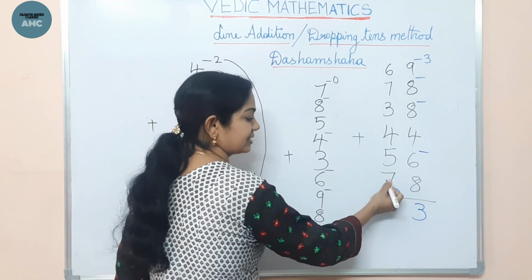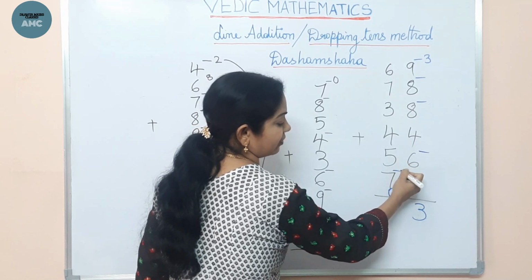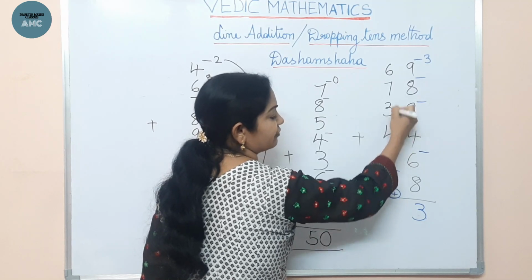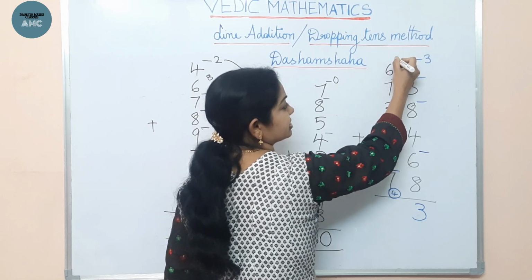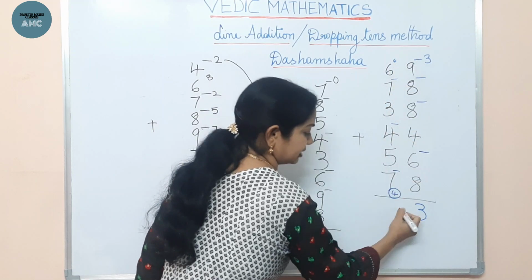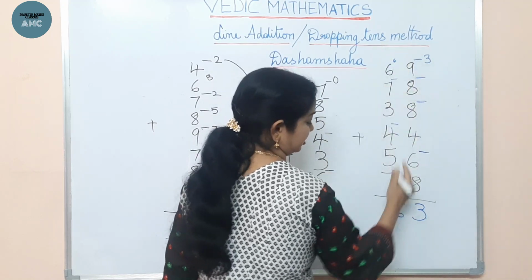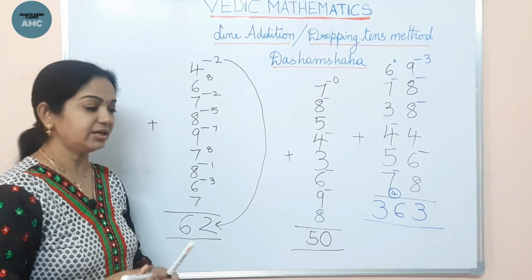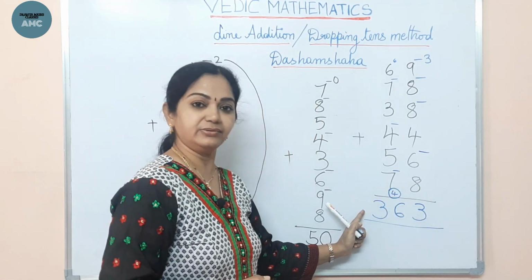Now 4 plus 7 is 11. Drop 10, 1. 1 plus 5 is 6. 6 plus 4 is 10, so 0. Start freshly again. 3 plus 7 is 10. Okay, start freshly. It is 6 here. So the number is 6. Now how many tens have dropped? 3. So the answer is 363. That's it. Okay, this is the method from right to left.